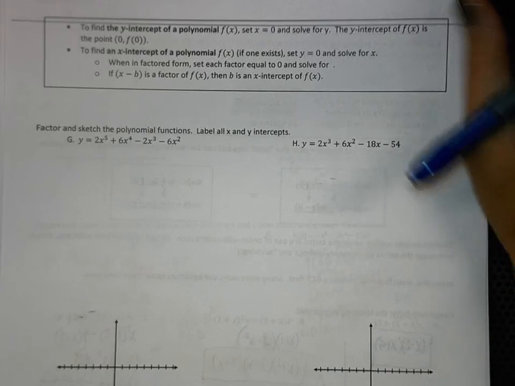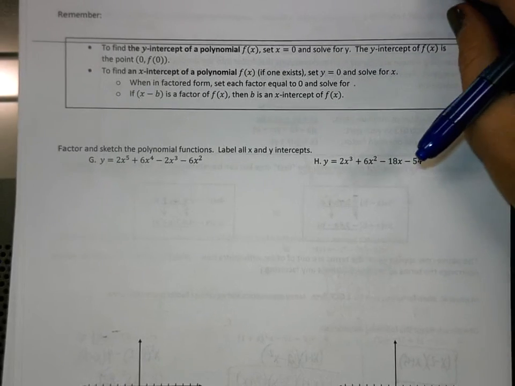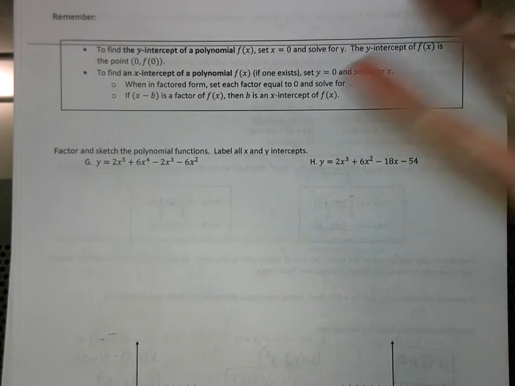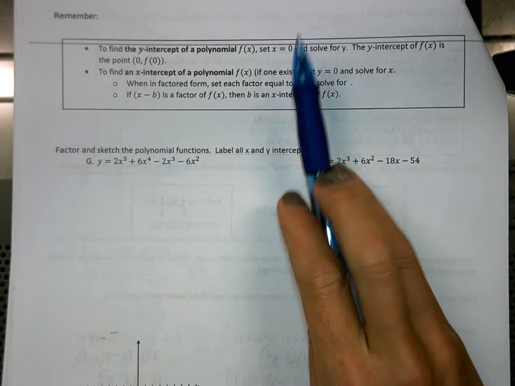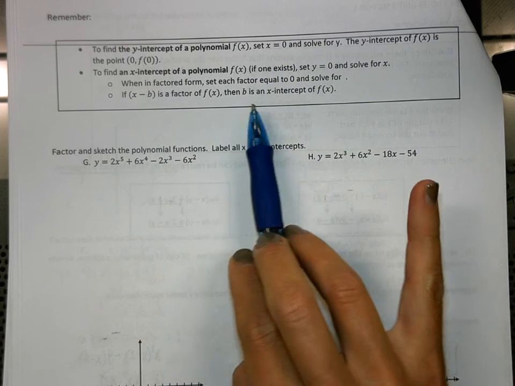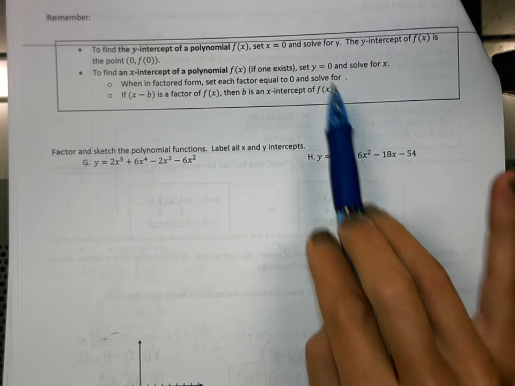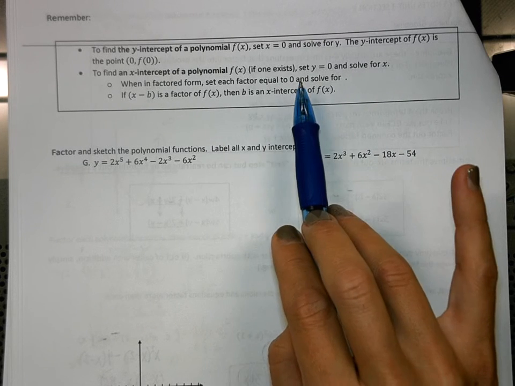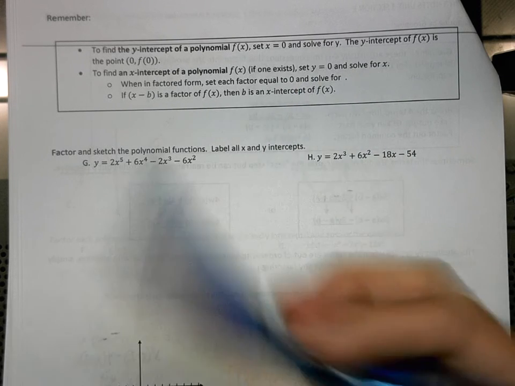Everything else, yeah. Okay. So we just remember again, if we're finding our y-intercept, we're plugging in 0 for x and solving for y. If we're finding our x-intercepts, we're plugging in 0 for y, solving for x. Did I say that the right way originally? Anyways, you guys get it.